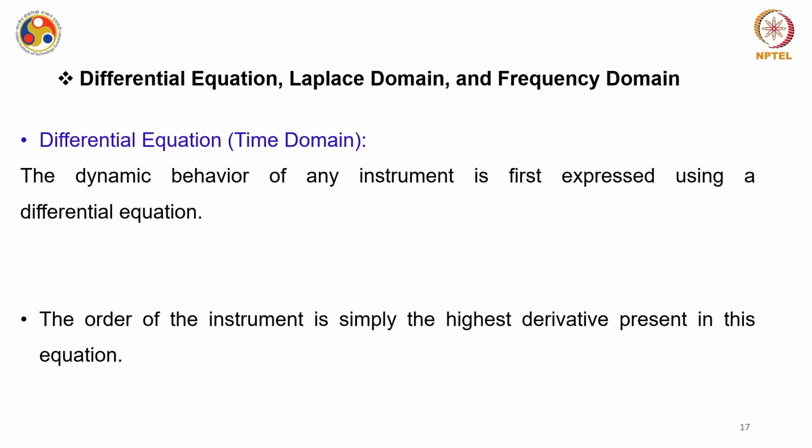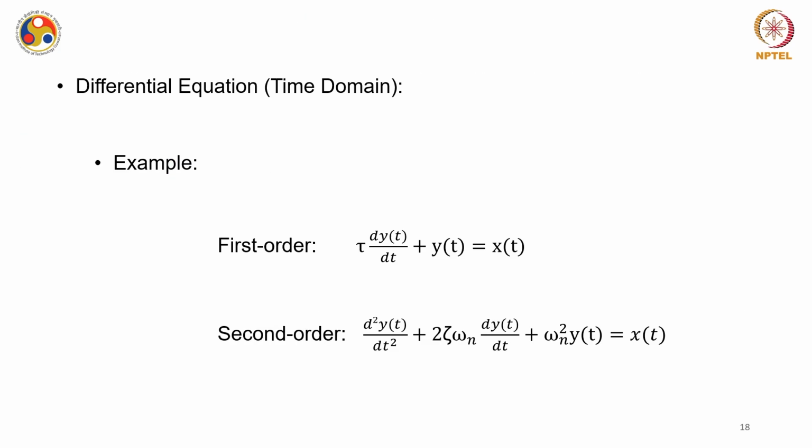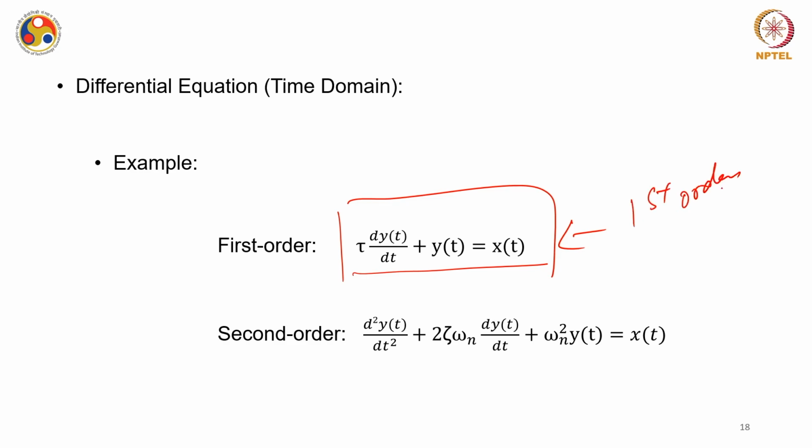The dynamic behavior of any instrument is first expressed using a differential equation, as you have already seen in the mathematical modeling. The order of the instrument is simply the highest derivative present in the equation, and this we are talking about in the case of the time domain. So in the time domain, this is a typical differential equation for a first order system or first order instrument.